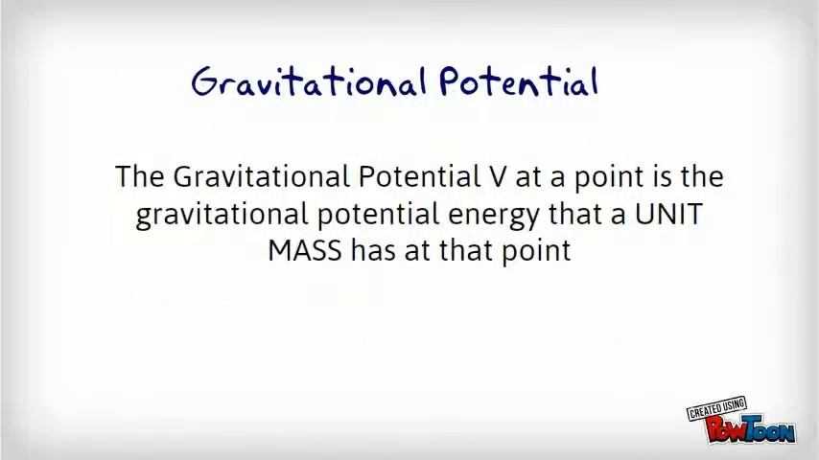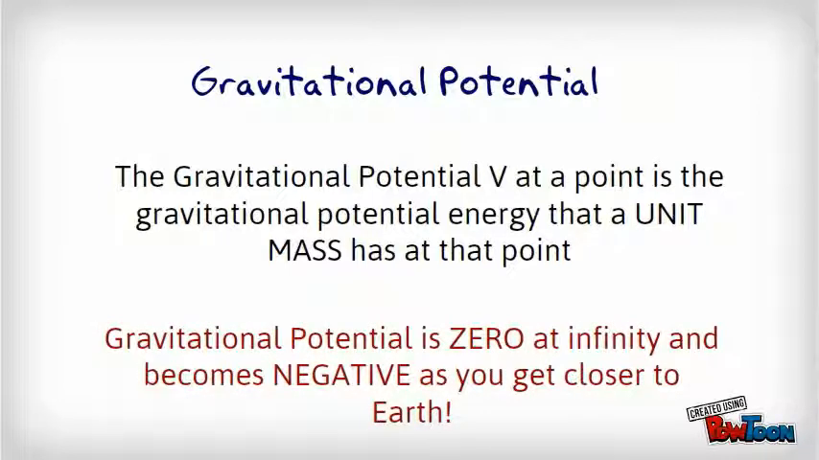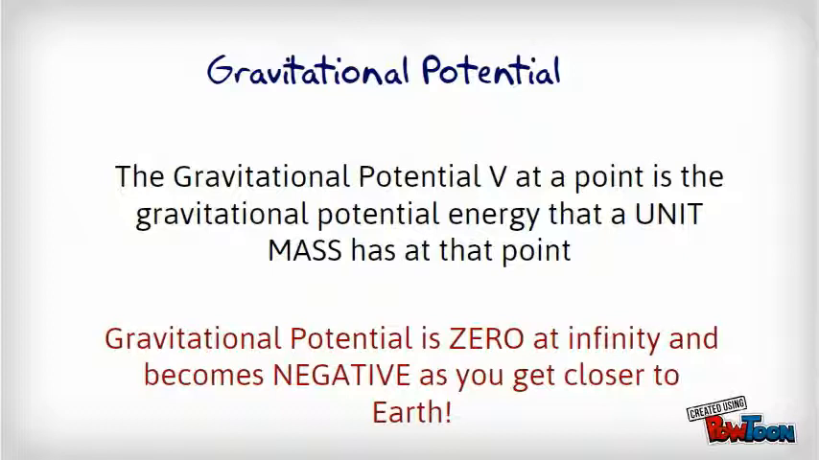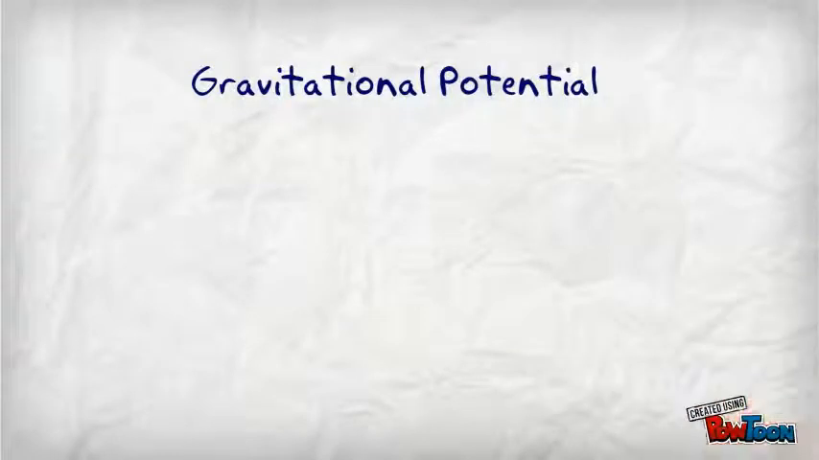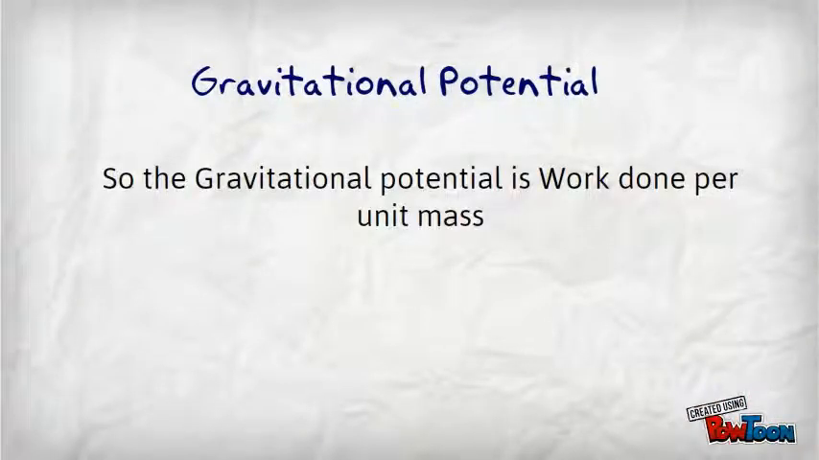Let's move on now to gravitational potential. So gravitational potential at a point is the gravitational potential energy that a unit mass, in other words 1 kilogram, has at that point. Gravitational potential is 0 when you get to infinity, and it becomes negative as you get closer to the Earth. So gravitational potential is the gravitational potential energy, or the work done, per unit mass.